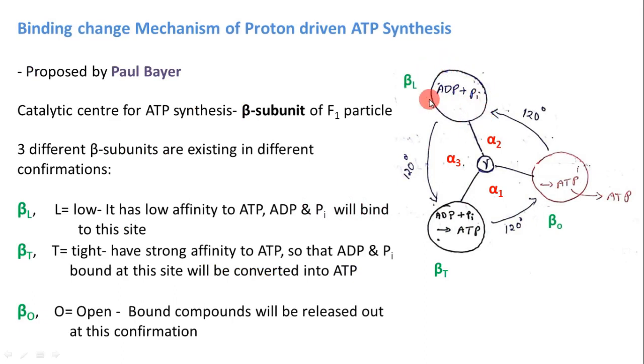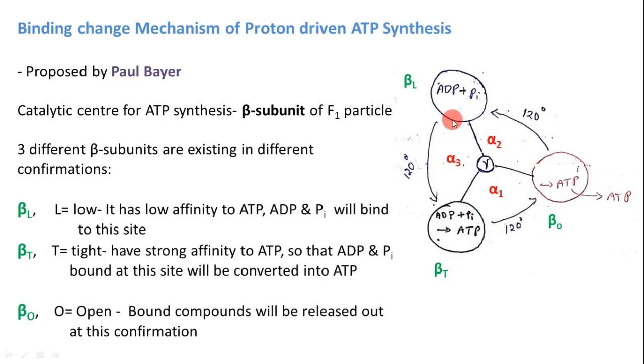So the beta subunit at this particular position will be in the beta L conformation, the beta subunit at this position will be in the beta T conformation, and the beta subunit in this position will be in the beta O conformation. Once an ADP and inorganic phosphate bind at beta L, the rotation takes place anti-clockwise. By a rotation of 120 degrees, the beta subunit changes from beta L into beta T.